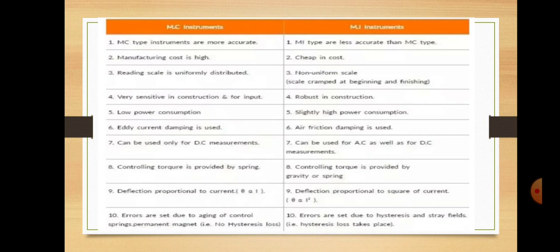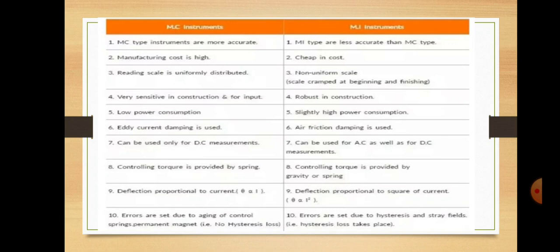Then eddy current damping is used for the moving coil and air friction damping is used in the MI instruments. So these types of damping we have studied in previous lectures. So here is the actual application: eddy current damping for MC and air friction damping in MI instruments. MC, that is moving coil instruments, can be used only for DC measurements, and in MI instruments we can use AC as well as DC circuits.